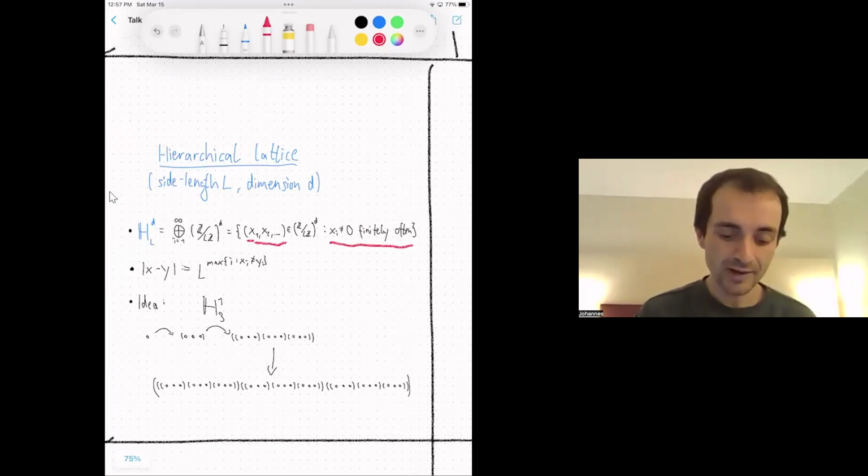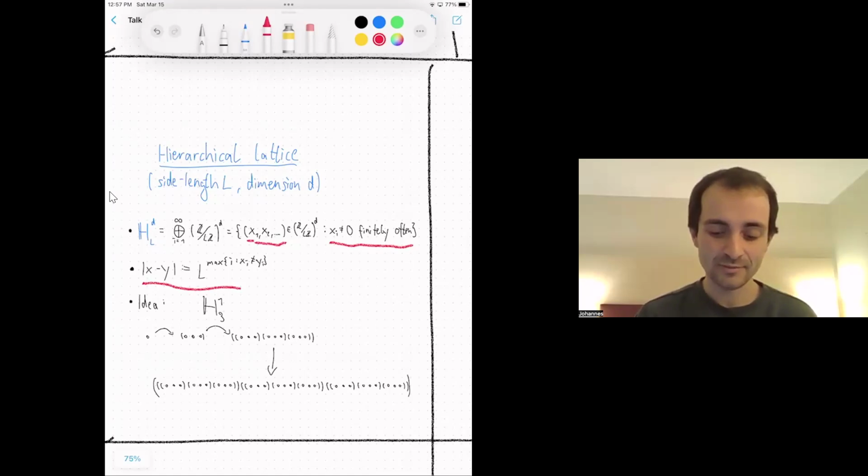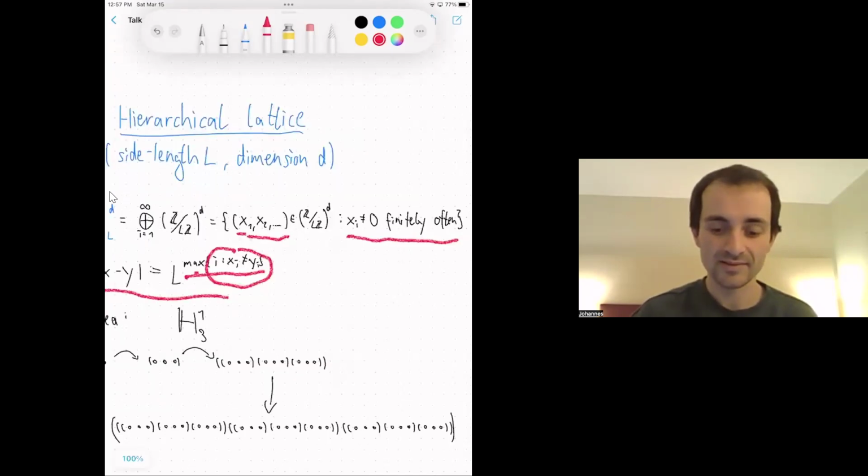And now for two elements in this group, I look at the largest i where the sequences differ. And then the norm, or the metric, or the distance between these elements is defined as L to the maximum i such that x_i is not equal to y_i. Note that this is finite because each element in the group will eventually just equal 0, so eventually these two quantities x_i and y_i will always be the same.